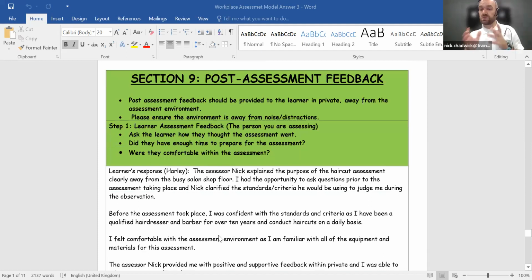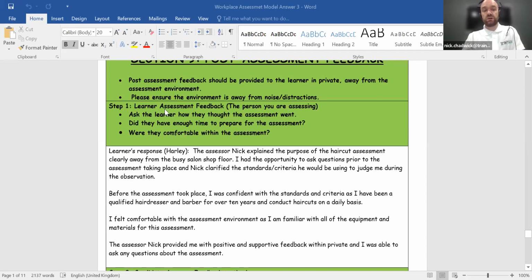Okay, after the photographic evidence section, we have obviously section number 9, which is the post-assessment feedback. So as we know, the post-assessment feedback should be provided to the learner in private, away from the assessment environment where it can be quite noisy. So try to locate a quiet environment for this stage to happen.